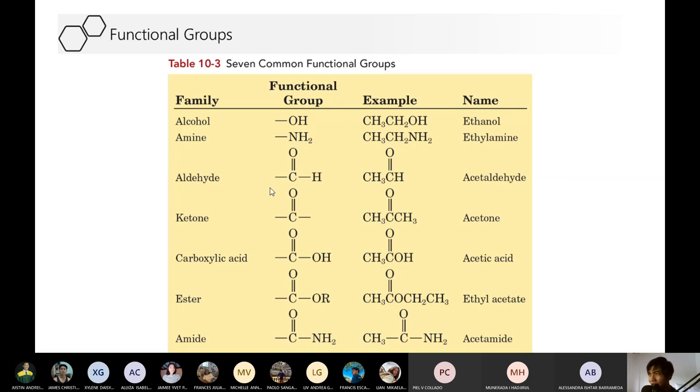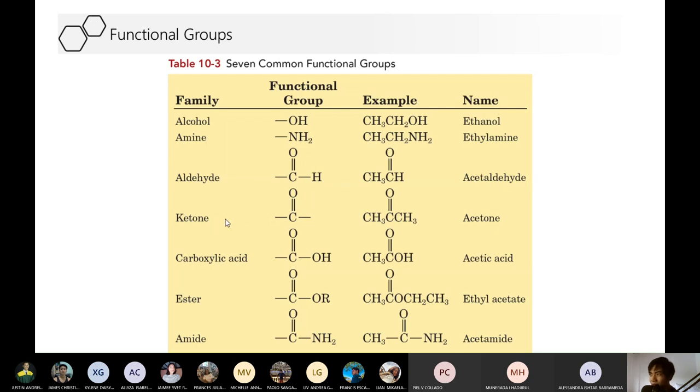Next one, we have aldehyde. So ang aldehyde, ganito yung itsura: C double bond O, H. So may C double bond O ka, tapos may hydrogen ka sa dulo. Ganito yung format niya, okay? So whenever makakita ka ng ganitong structure, you have aldehyde. So by default, ganyan yung itsura niya.